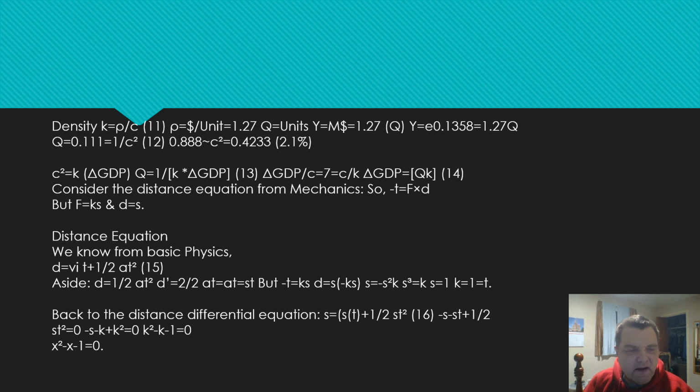So continuing on with our thesis that economics uses the parameters from astrotheology physics. We have the density, is equal to rho. K equals rho over C. And rho is equal to the dollars per unit, which is equal to 1.27 Q, which is equal to the units.